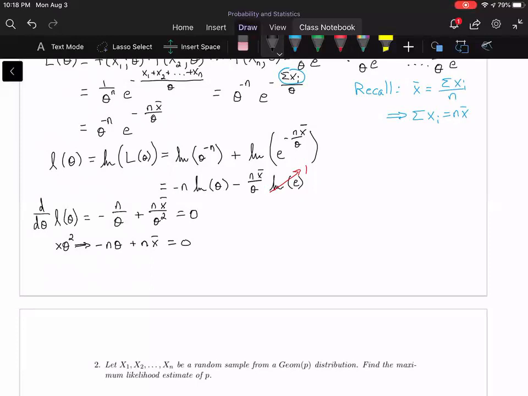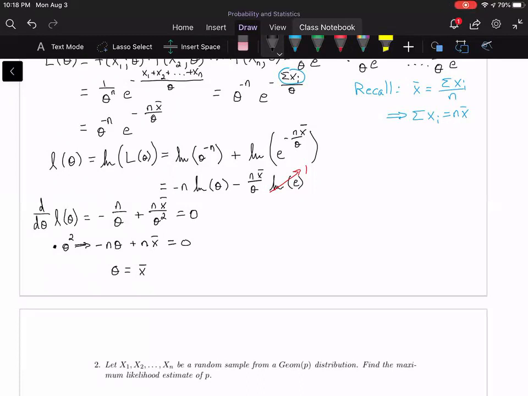So you're multiplying both sides by theta squared. Let me write, that looks too much like an x. So let me write that as times theta squared. And now we want to solve for theta. And so theta is going to be x bar. So the ends are going to cancel out and you just get theta is x bar.